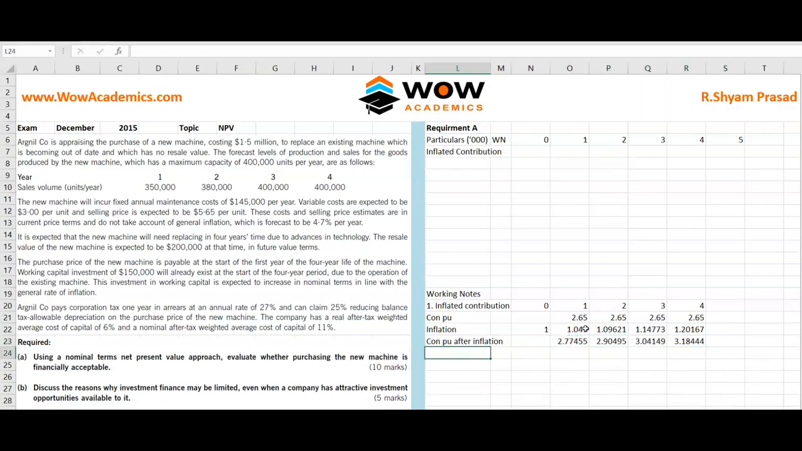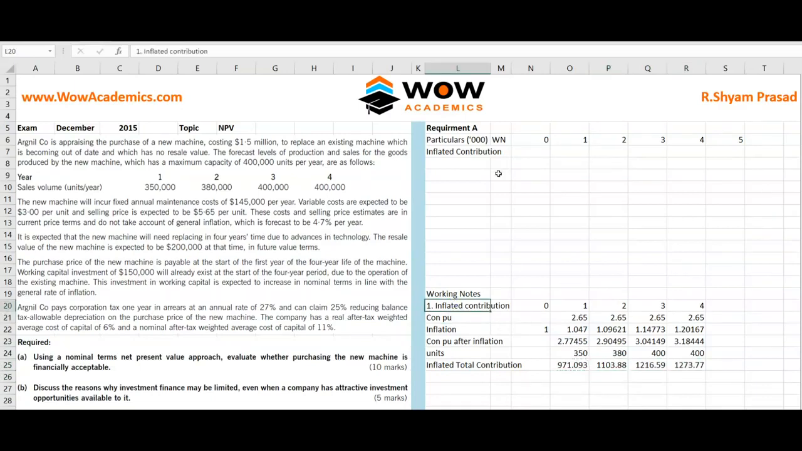Okay, so that's done. But this is a per unit number. What we want is not a per unit. We want inflated contribution, or in a better word, we can take it as inflated total contribution. That is what we want. So we'll take the units. The unit is 350 because we are working out the entire problem in terms of thousands. So it's 350, 380, 400, and again 400. So we'll multiply both these numbers, the contribution per unit into the units. We got the total contribution.